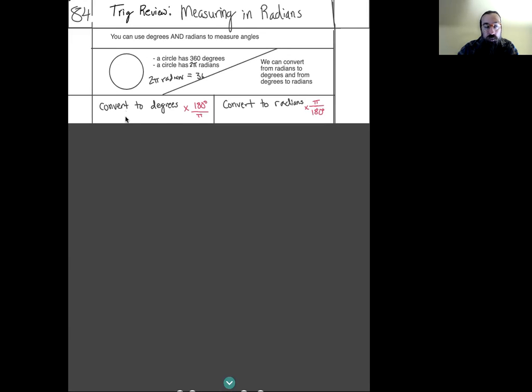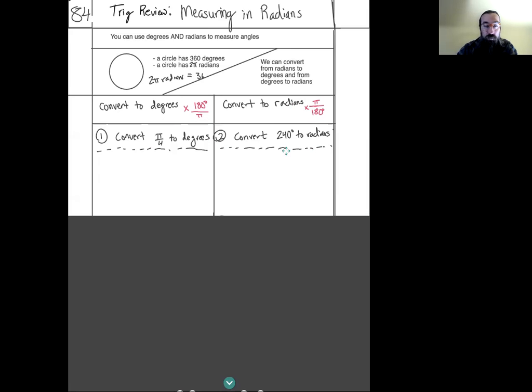Because those are equal, here is the conversion. If we want to convert to degrees, we'll just multiply by 180 degrees divided by pi. And if we want to convert to radians, we'll multiply by pi divided by 180 degrees. And those are our conversions. That's how we'll do it.